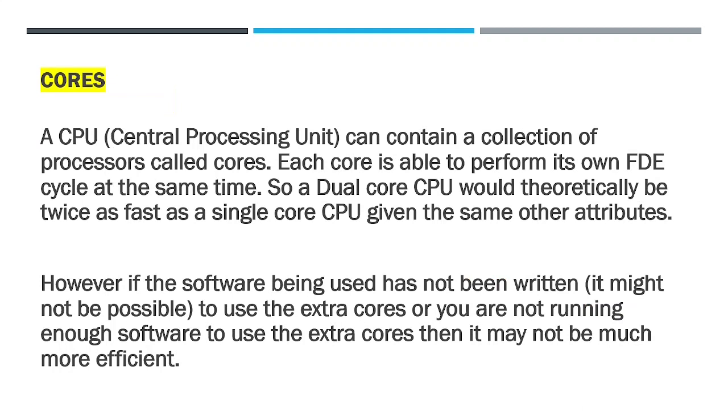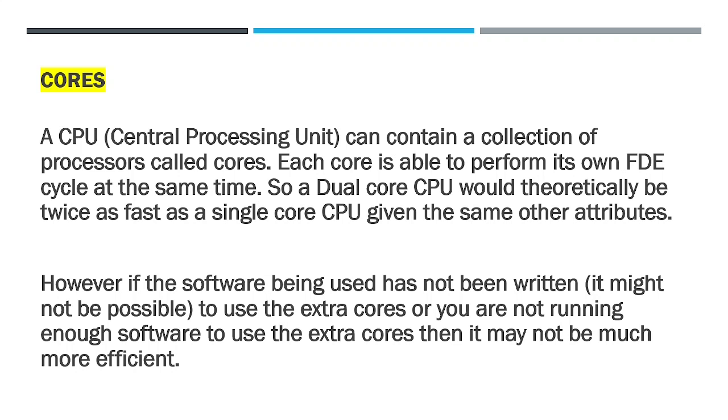A central processing unit can contain a collection of processors called cores, and each core is able to perform its own fetch, decode, execute cycle at the same time. So a dual core CPU, in theory, would be twice as fast as a single core, given the same attributes. However, this is not necessarily the case, because the software may not have been written to make use of all the cores, and sometimes that's not possible. A game is very hard to make use of loads of cores because the cores work at the same time, and sometimes you need information to have been completed before you can move on to the next task.